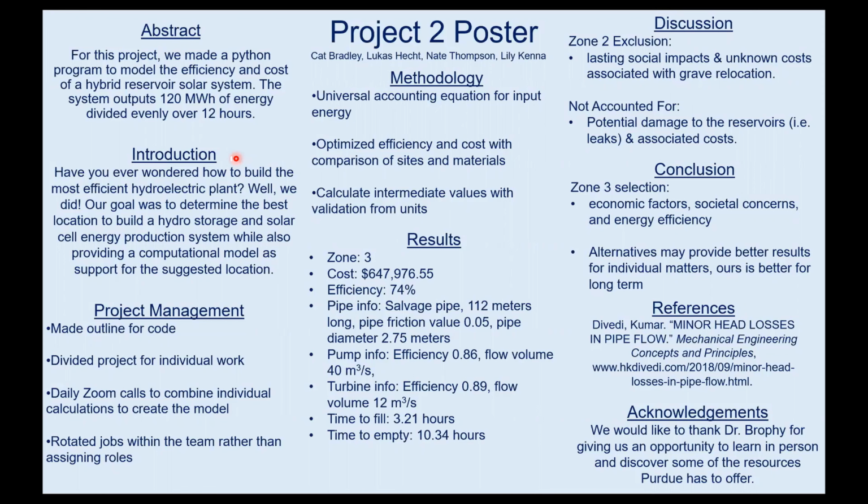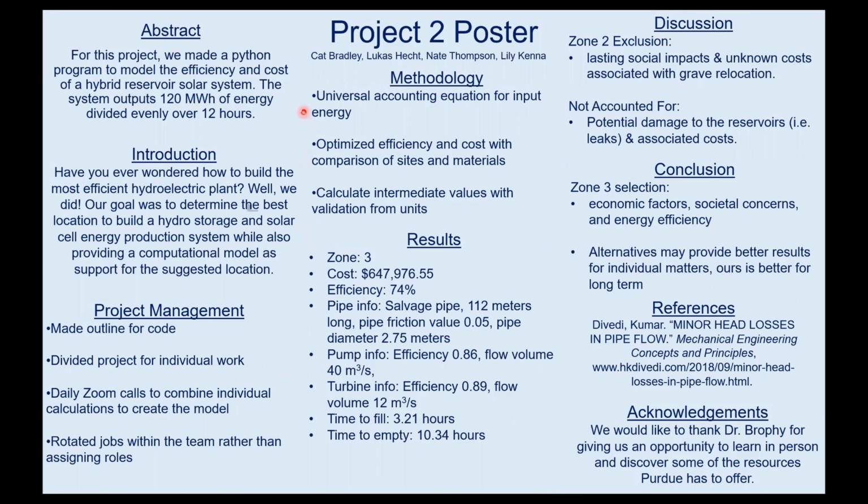Our project management strategy was pretty basic, but it was very effective. We began by making an outline for the code and then dividing the project for individual work. We had daily Zoom calls to combine all the individual work we had completed before the meetings, and together we combined them and created the model. Our team did not have assigned roles, but rather we rotated jobs within the team.